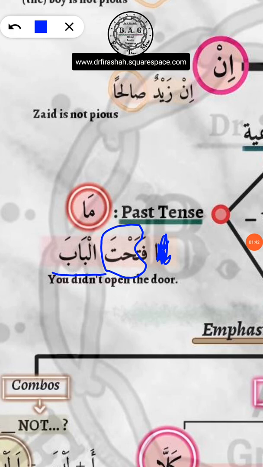Your al baba. This is your khabar or simply maful. Why? Because it's in nasab form. Fatahta al-baba, you opened the door. Opened. So this is past tense. Anta fatahta, or simply fatahta al-baba, this would be your past tense sentence. You opened the door. And if you want to make it negative, simply add ma to it. So it's going to become ma fatahta al-baba. You didn't open the door.